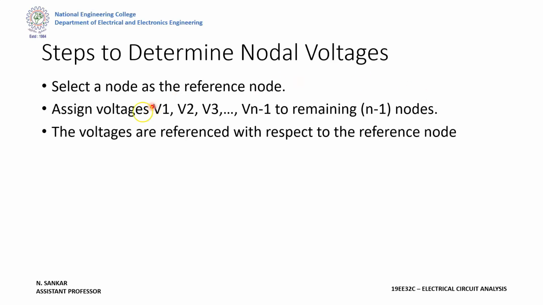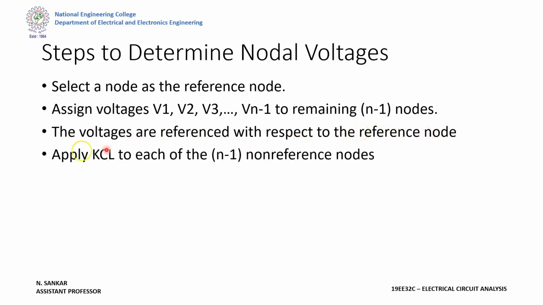Okay. So next one, these voltages are taken with respect to your reference node. That is, if you connect a voltmeter across that node and the reference node, the voltage will be equal to the nodal voltage. So the reference is taken from the reference node. So that's the third point, and we have to apply KCL, that is Kirchhoff's current law, to each of the n minus 1 non-reference nodes.